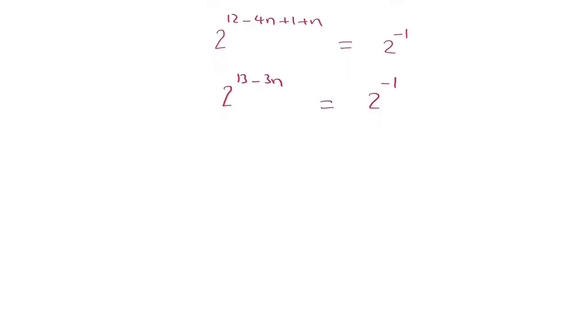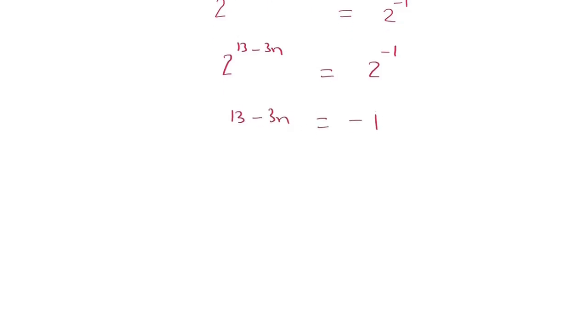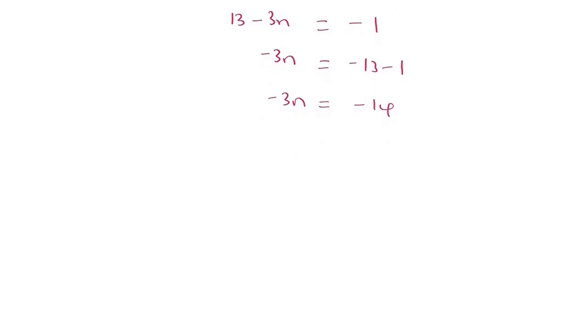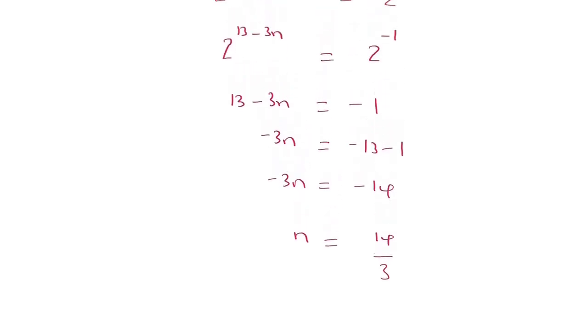Okay, so next we are going to equate the exponents because their bases are the same. Then our equation is going to be 13 minus 3n equals negative 1. Okay, so now let us rearrange this equation. We have negative 3n equals negative 13 minus 1. Solving further, we have negative 3n equals negative 14. Okay, so let us now divide by negative 3 on both sides. Then our equation is going to be n equals 14 over 3. And this is going to be our answer.